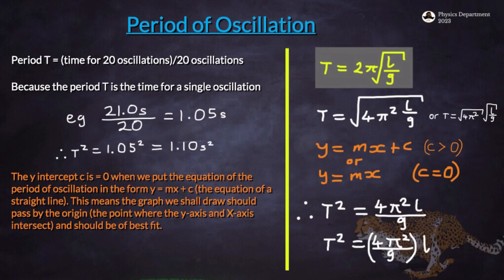They meet at a certain point, which we call the origin, which is basically 0. Because our c is equal to 0, our y-intercept will be the origin, because that's where y is equal to 0. So we are expecting our straight line to start at the origin. It's a must, because c is equal to 0, it has to start at the origin.